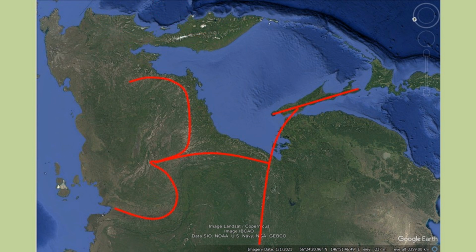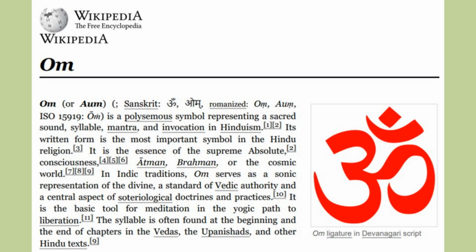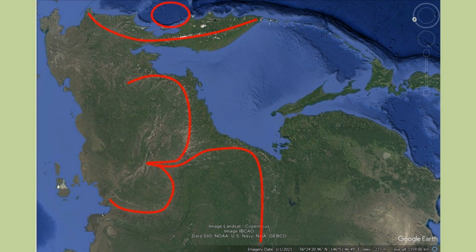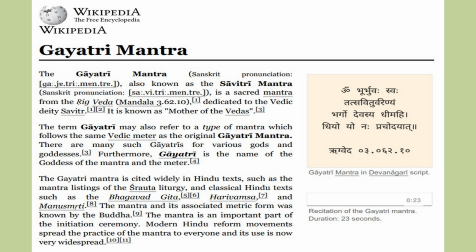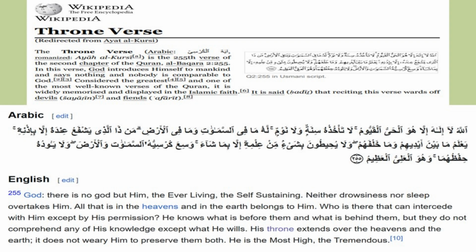If you combine all these three symbols, it forms the letter Om, as you can see in this slide. Then the question is, what is Om? If you observe carefully, the tail of the Om is extending from the heaven segment to the earth segment, including the sky, as you can see in this slide. Then the question is, what is it that encompasses all the three realms of the world, the heaven, the earth, and the sky? To know the answer to this question, we have to refer to the Gayatri Mantra and the Ayatul Kursi, the verses of the throne.